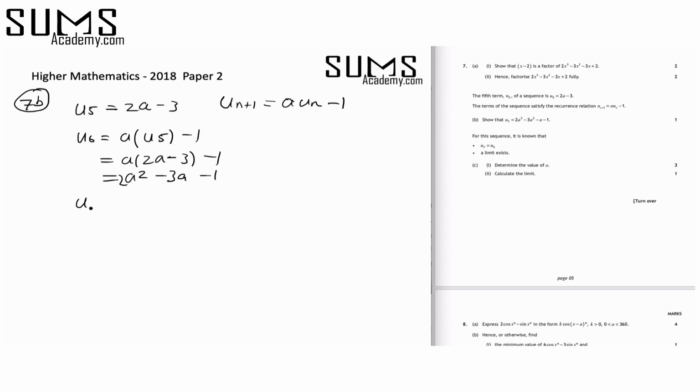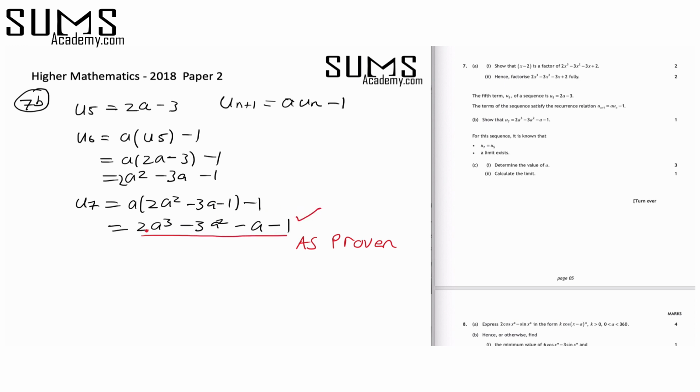It's going to be the same idea for u7. So a, then you put in your previous result, 2a squared minus 3a minus 1, minus 1. So this then becomes 2a cubed minus 3a squared minus a minus 1. Okay, and that is the same as here. So you put, as proven. Just underline that result there, and that's worth 1 mark.